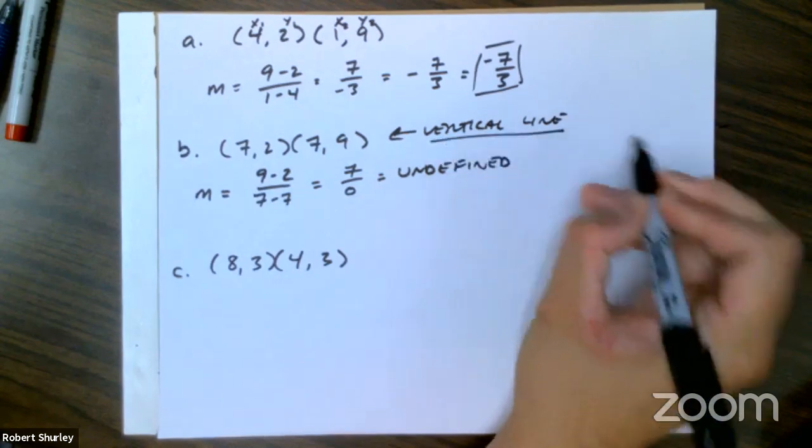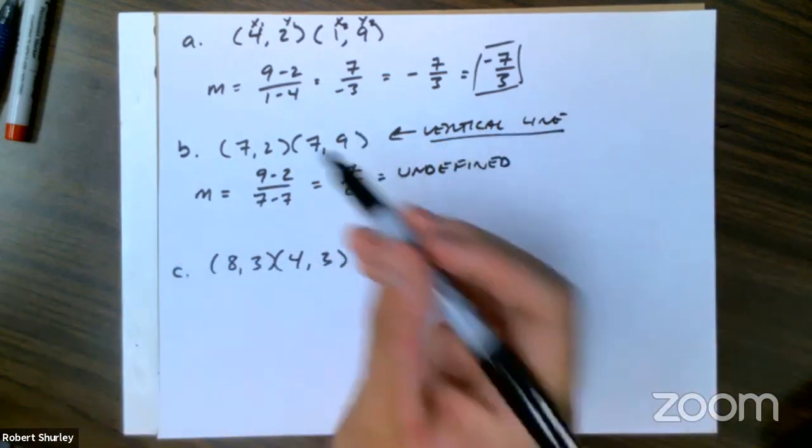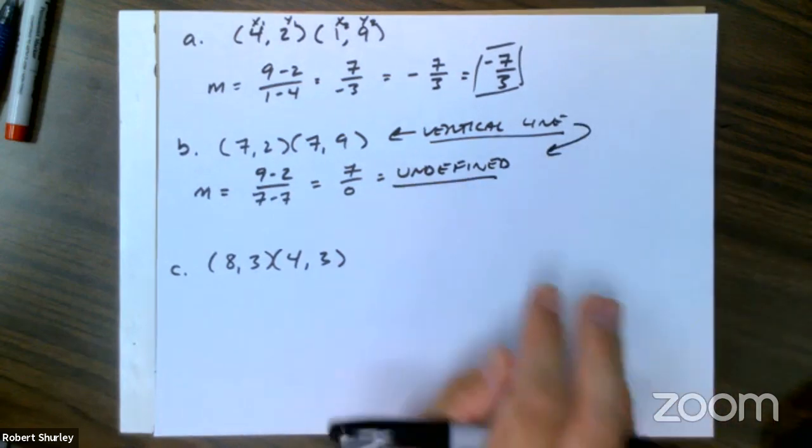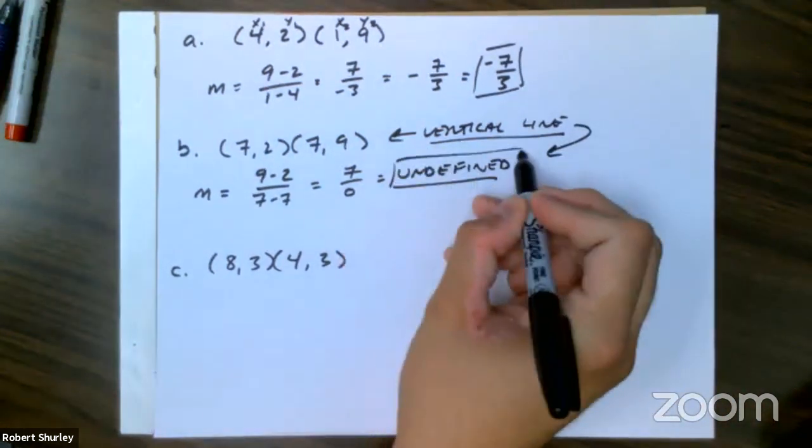This is a vertical line, okay? All of these are straight lines, but this is a vertical line. Vertical lines have undefined slope, okay? So then let's do the next one.